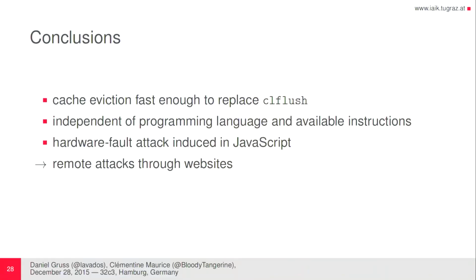So for the conclusions, cache eviction is fast enough to replace clflush. We have seen that. And without clflush, our attack is independent of programming languages and available instructions. So we could even perform it on ARM smartphones or something like that. It's the first hardware fault attack in JavaScript. It's also the first hardware fault attack that is performed through a remote website.